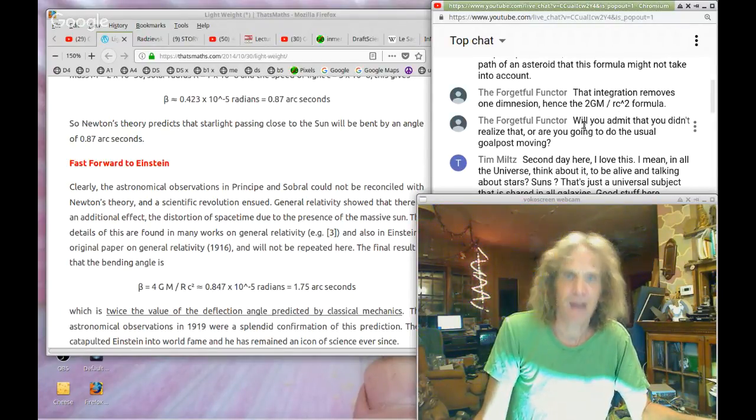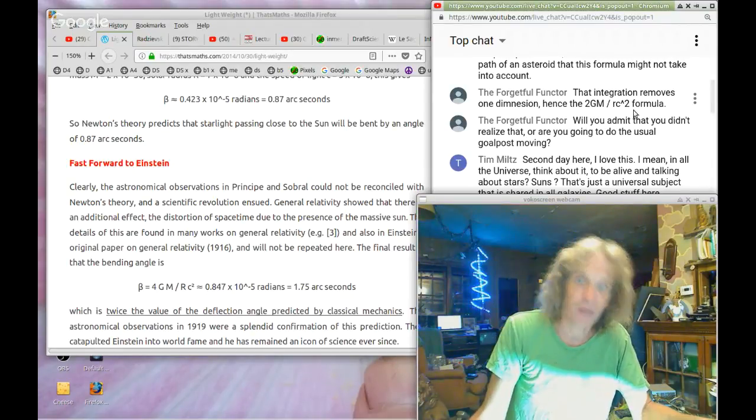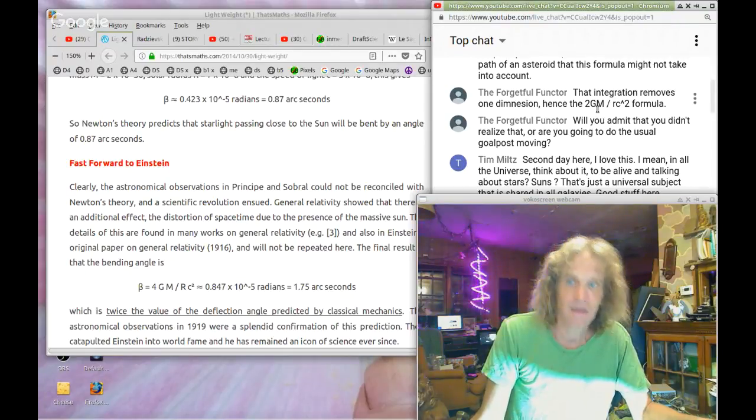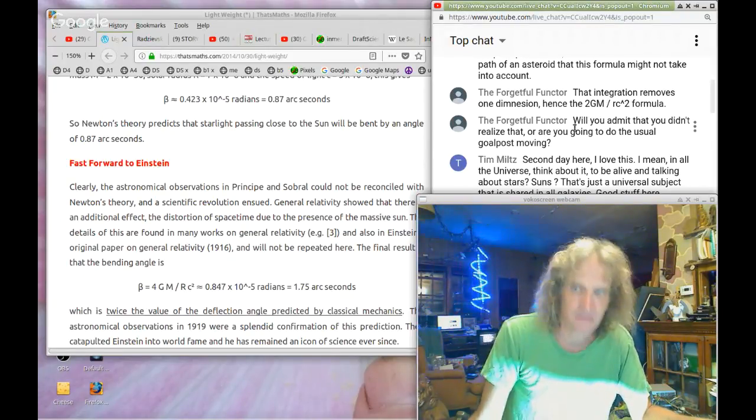And the weight of the object is irrelevant, quite obviously. The weight of the object isn't in the formula. There's just the mass of the sun or the object imposing the gravity. And clearly, when you change the 2 to a 4, you've doubled the mass.